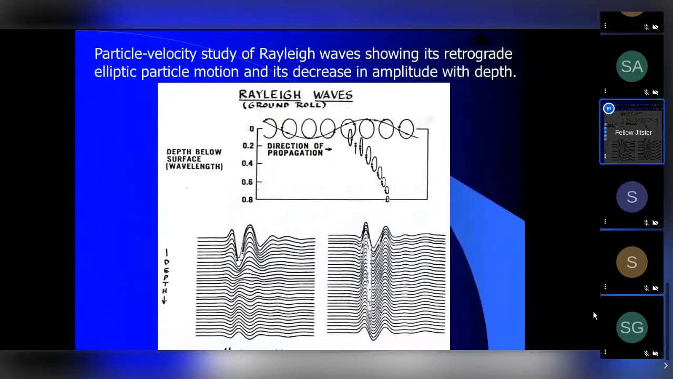You can see on the top diagram that it's the Rayleigh wave, and as it moves circularly, it's got a big amplitude, and as it goes down in depth, it decreases. You can see that within 0.8 of the wavelength, it has decreased. So it decreases very fast. So the maximum damage is caused on the surface of the Earth.